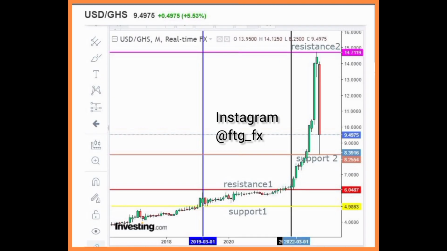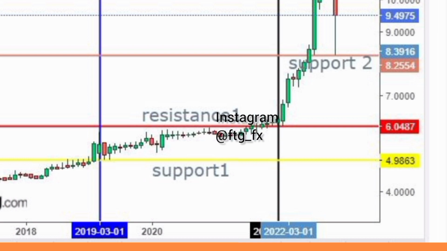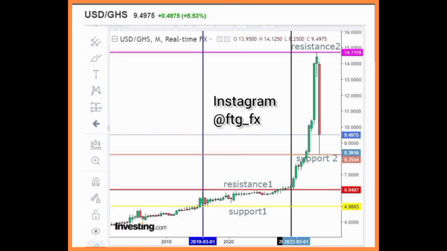So as you can see on your screens, we have the price ranging from 6 Cedis to 4.9 Ghana Cedis from 2019 to 2022. The 6 Cedis was the resistance, and the 4.9 Cedis was the support. Immediately a support or resistance is broken, a new trend is formed, and resistance 1, which was 6 Cedi, was preventing a new trend from forming.